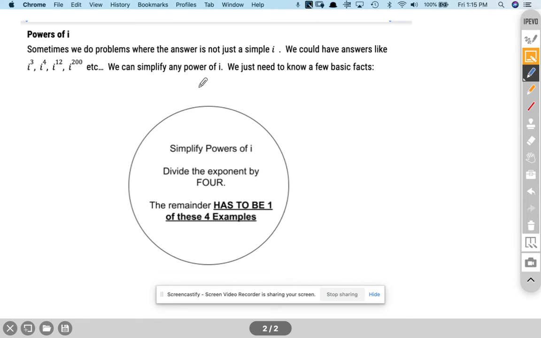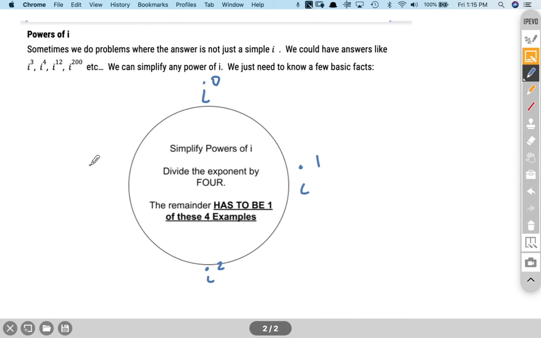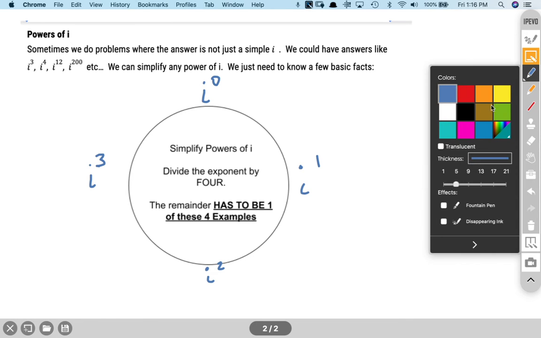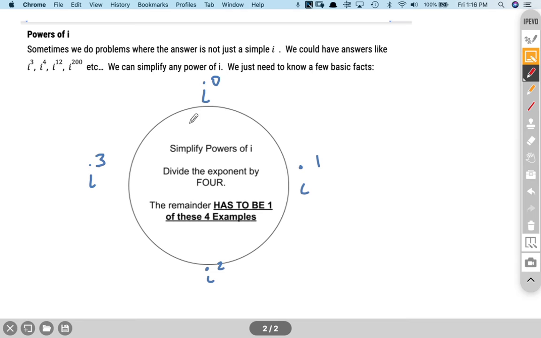Now, it comes in a pattern of 4. If we take a look, every single possible answer, I'm going to hide this so I have a little bit more room, comes back to one of these 4 answers. What I like about thinking about it in this way is that the answers for each of these, you don't really have to memorize. Anything to the 0 is 1. We know that. Anything to the 1 power is just the thing itself.